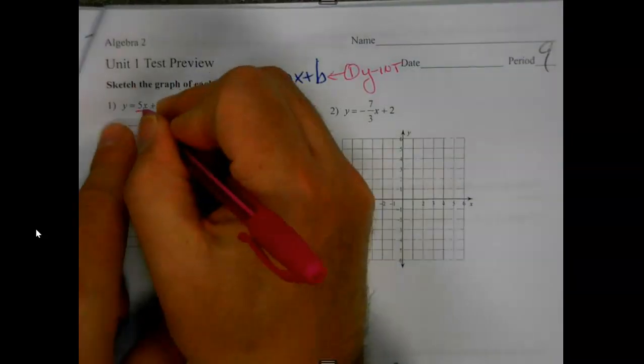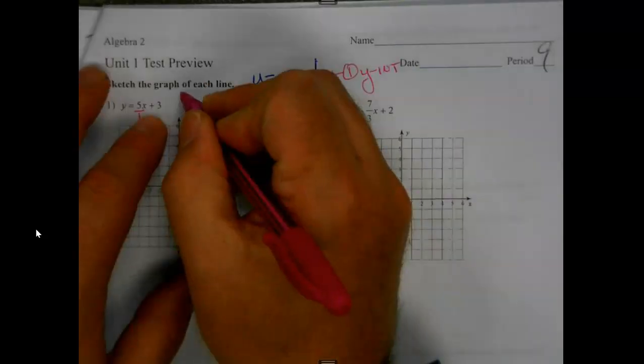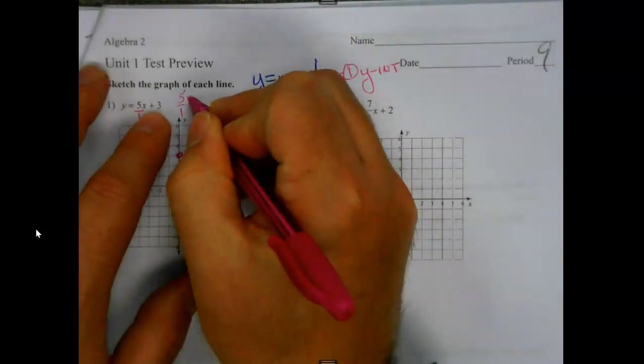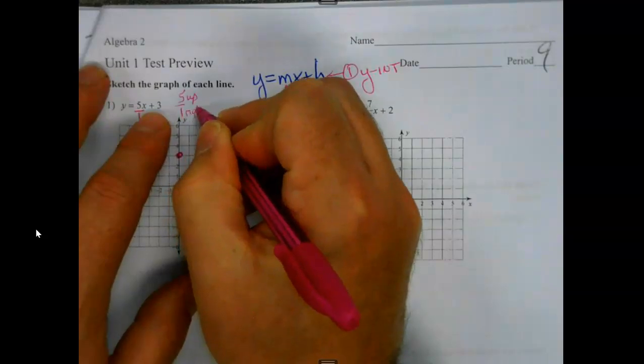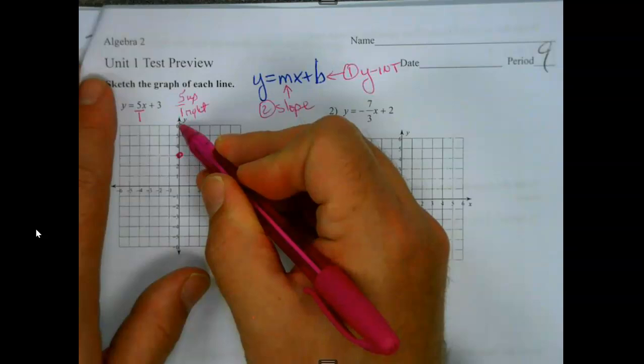My slope always should be a fraction. If it's not, just put it over 1. But here's where we're going to run into our first issue. If my slope's 5 over 1, I'm supposed to go up 5 and right 1. Well, I can't. 1, 2, 3. I ran out of room.